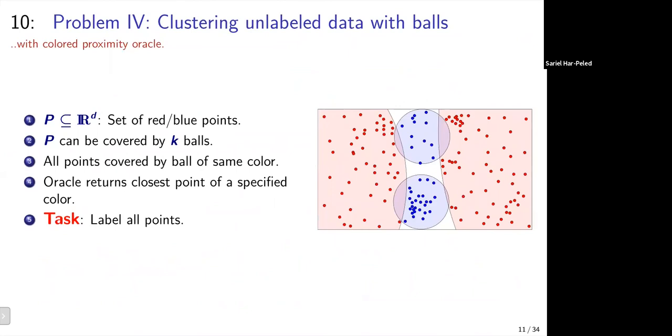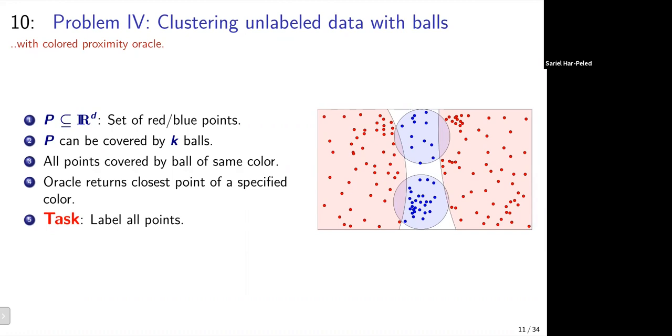Okay. The fourth problem that we looked at was, I give you a set of points. Again, they are labeled by red and blue. So you can think about the task at hand to figure out for every point of the input what its label is. And the assumption is that there are k balls or k disks in the plane that cover the points, and all the points covered by the same disk have the same color. So those disks are monochromatic.